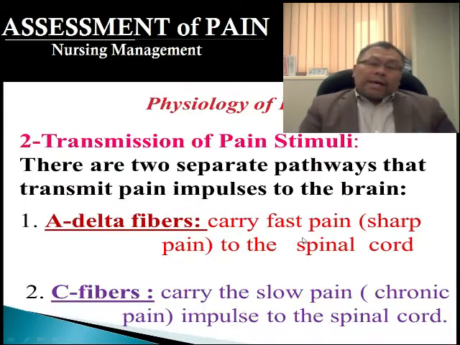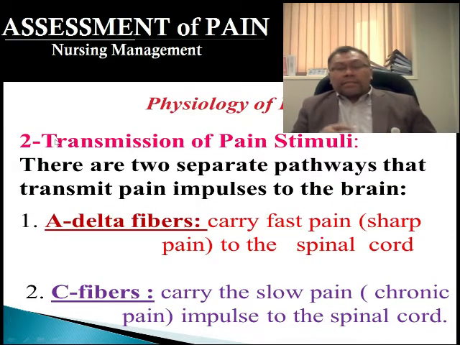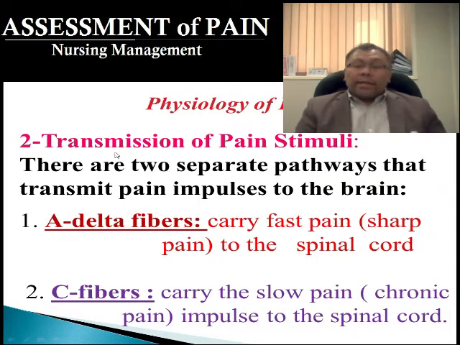So the next is the transmission of pain stimuli. There are 2 separate pathways that transmit pain impulses to the brain. The first is the A delta fibers. This will carry the fast pain, for example the sharp pain, to the spinal cord. And then second, we have the C fibers. This will carry the slow pain, chronic pain, impulse to the spinal cord.